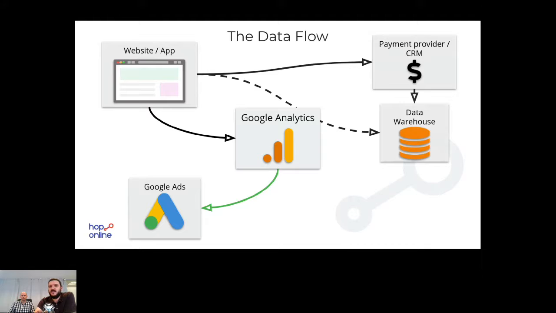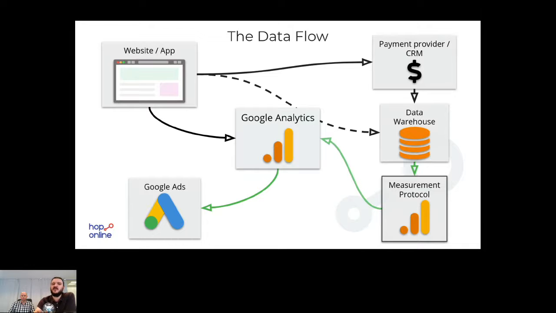You can even send the financials from the payment provider to the data warehouse as well, so you combine everything in one single place. And then using the measurement protocol, you get all of this data and send it back to Google Analytics and consequently back to Google Ads. So this is basically the way the data flows. These are the extra steps which would give you this better visibility.